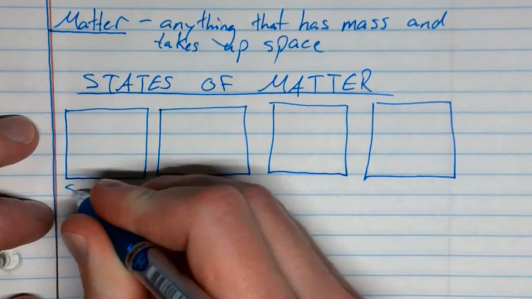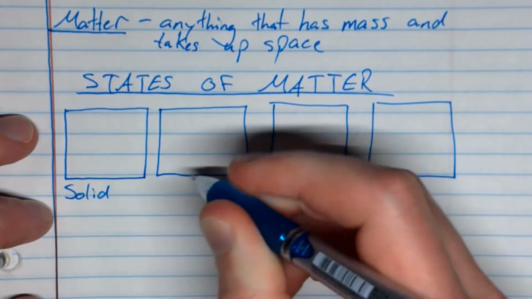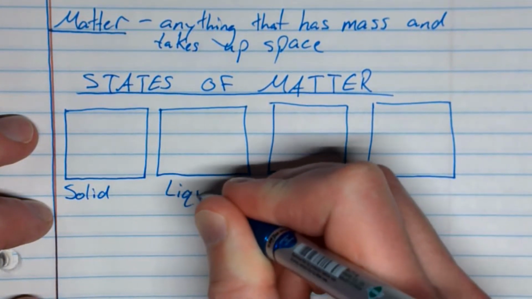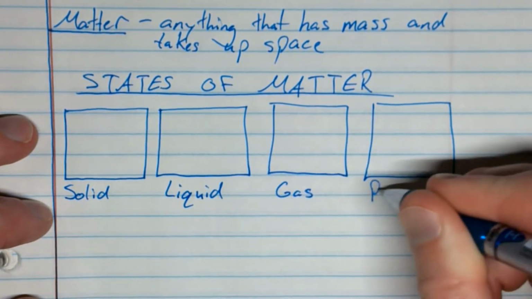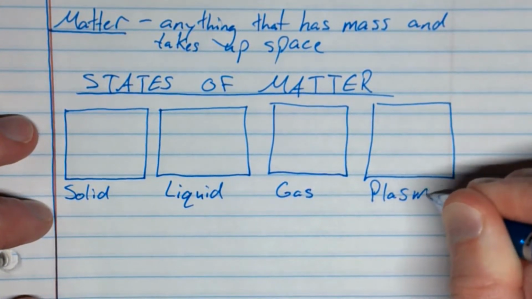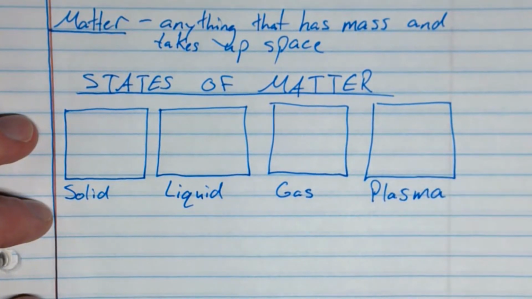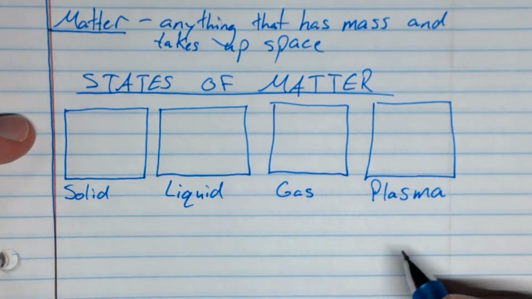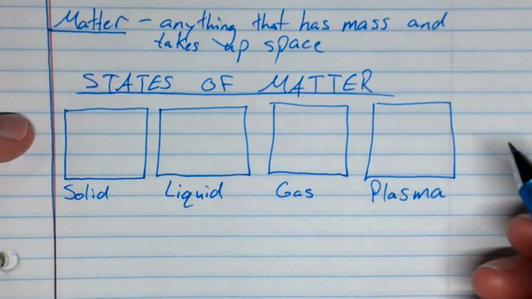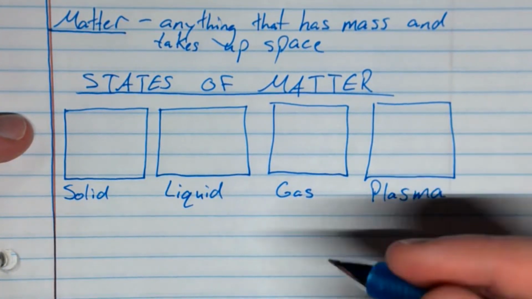So this one will be my solid, liquid, gas, and then plasma. So plasma is like a charged gas, basically. It's like either super heated or super energized. And so we're going to depict that somehow.